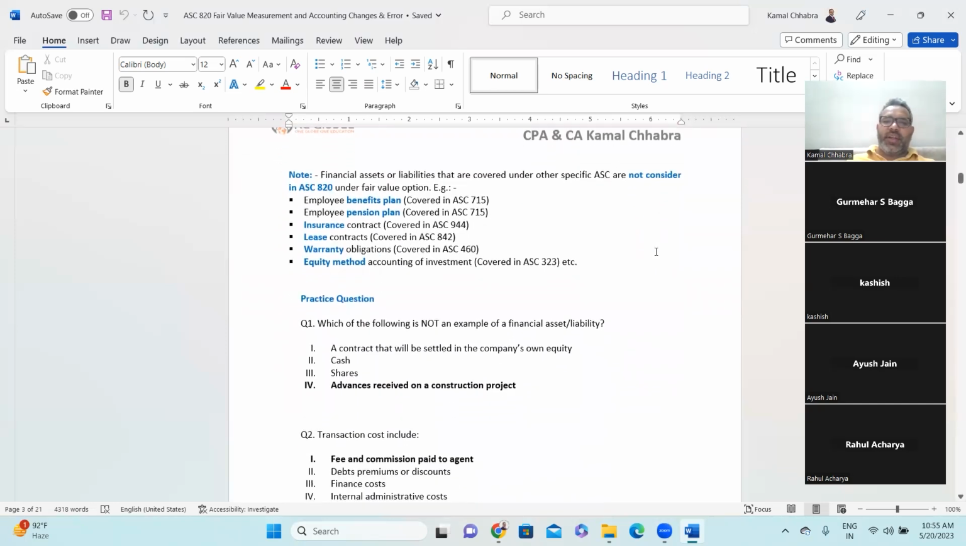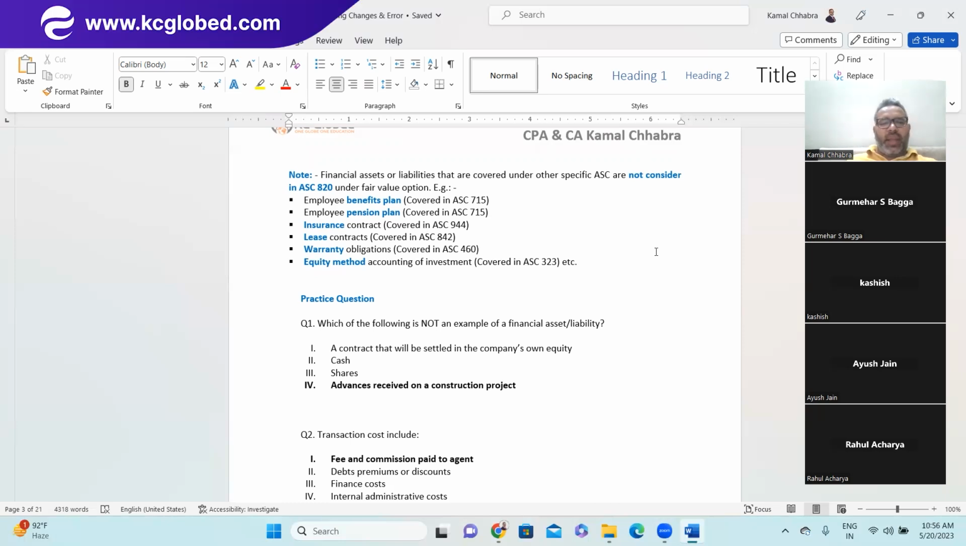Next one is financial assets or liability that is covered under other specific accounting standard codification are not considered in ASC 820. So there are certain financial assets and liability which is already being covered by the various accounting standard codification. So like that's a thumb rule. I'm sure we have discussed this earlier in ASC 606, 842, 326. Everywhere we have discussed this as a common theme.